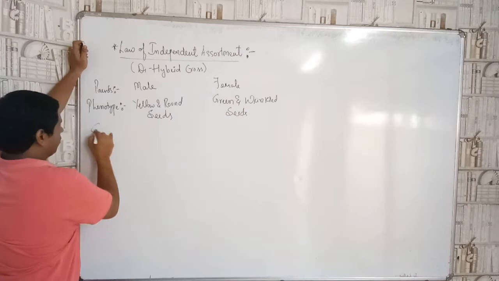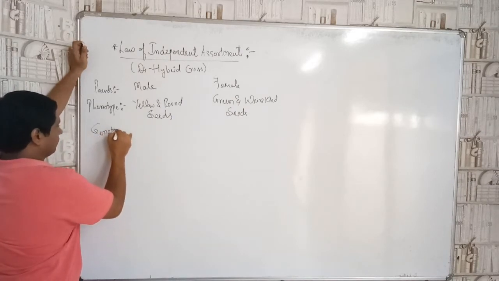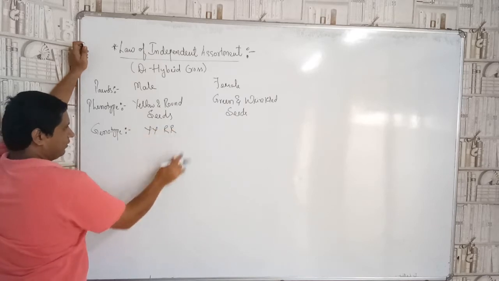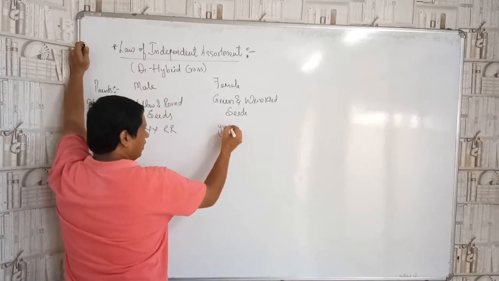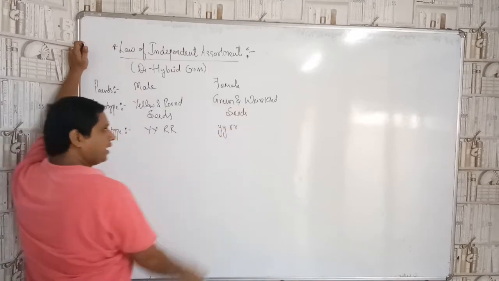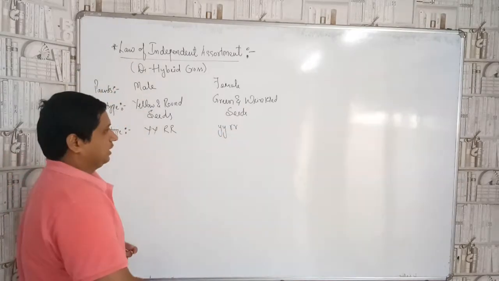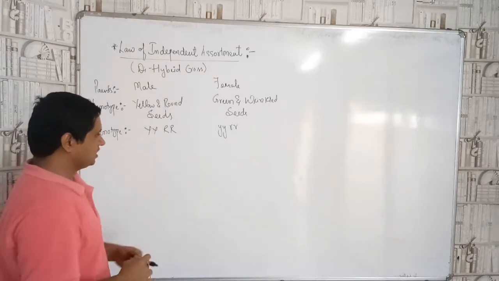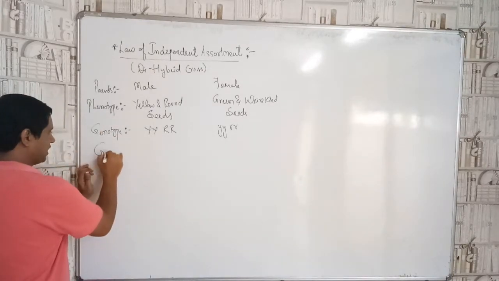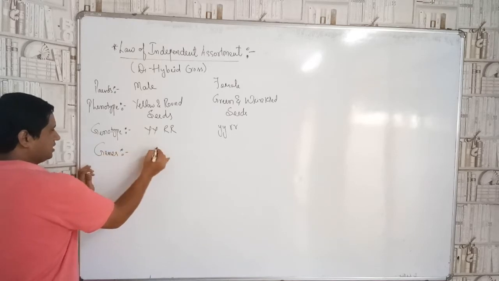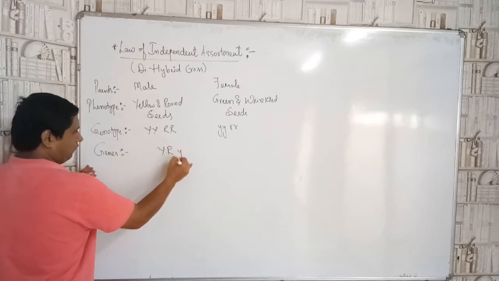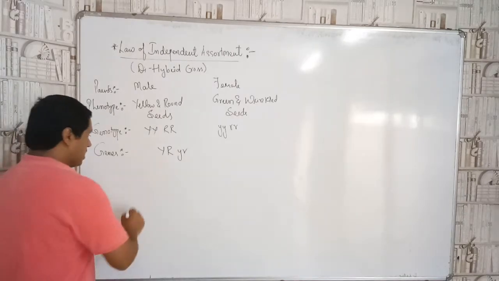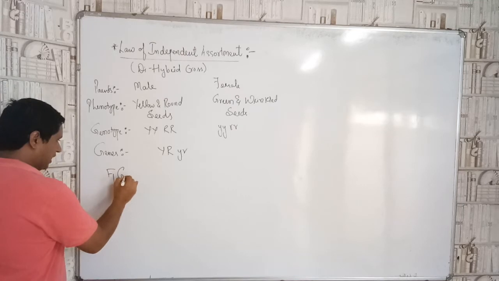Okay. Now let us talk about the genotype, children. YYRR. Green, yyrr. Okay? Understood? Now, see, there is a checkpoint coming over here. You need to please watch this video carefully, children. That is the genetic constitution. That is the YR. Okay? Understood? Now, let us talk about the F1 generation that it has.